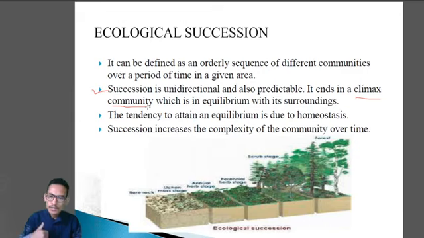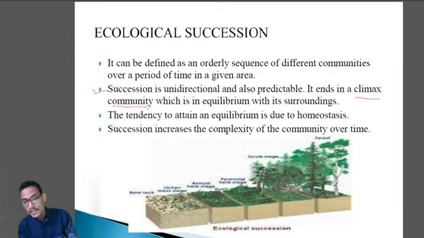Okay, they will always try to maintain the body temperatures with that of the environmental conditions, and that is called homeostasis, to maintain the steady or stable body conditions with that of the environmental conditions. Clear? Succession increases the complexity of the community over time.